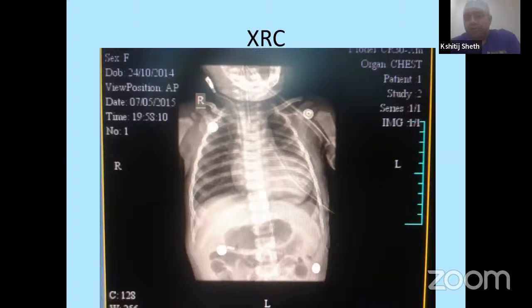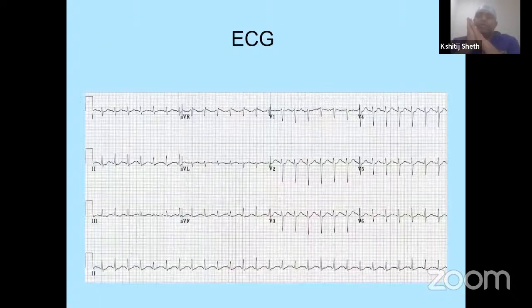So this was the X-ray of that child. You see there is cardiomegaly. The cardiothoracic ratio is around 0.7. And the liver also is enlarged. There is an ICD which has been inserted in the left chest. This was the ECG of the child, which shows sinus tachycardia. It is normal, and there are some non-specific ST-T changes. Nothing much on ECG.